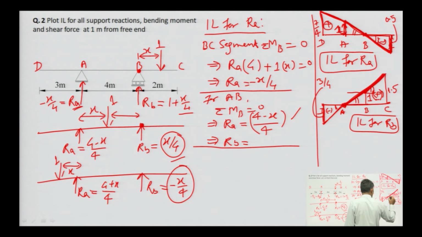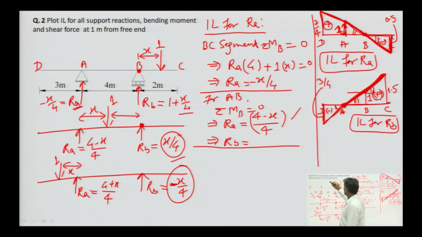Slope, this one and this one both are the same with negative sign, okay. So, we are getting a straight line, and this plot indicates that when the load is in between the AD segment, then the value of RB will be negative, meaning downward, otherwise it will be upward. So, this is the procedure to plot the IL for RA and RB.